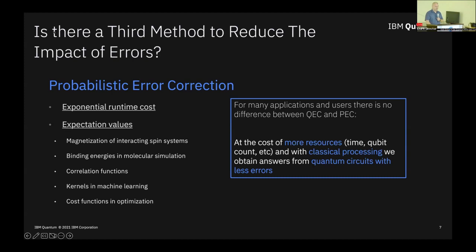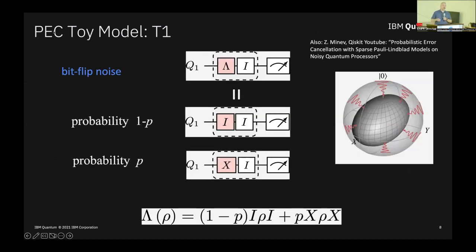Okay, so to explain probabilistic error correction, I'm going to start out with a very simplified model. This is a very toy model. I'm going to consider only one qubit, and it just has a simple amplitude damping channel, T1 only. And so we can think of this channel as just probabilistically applying a bit flip to the qubit. So with a probability 1 minus p, at every time step, the qubit goes through unimpacted. With a probability p, we flip the state of the qubit.